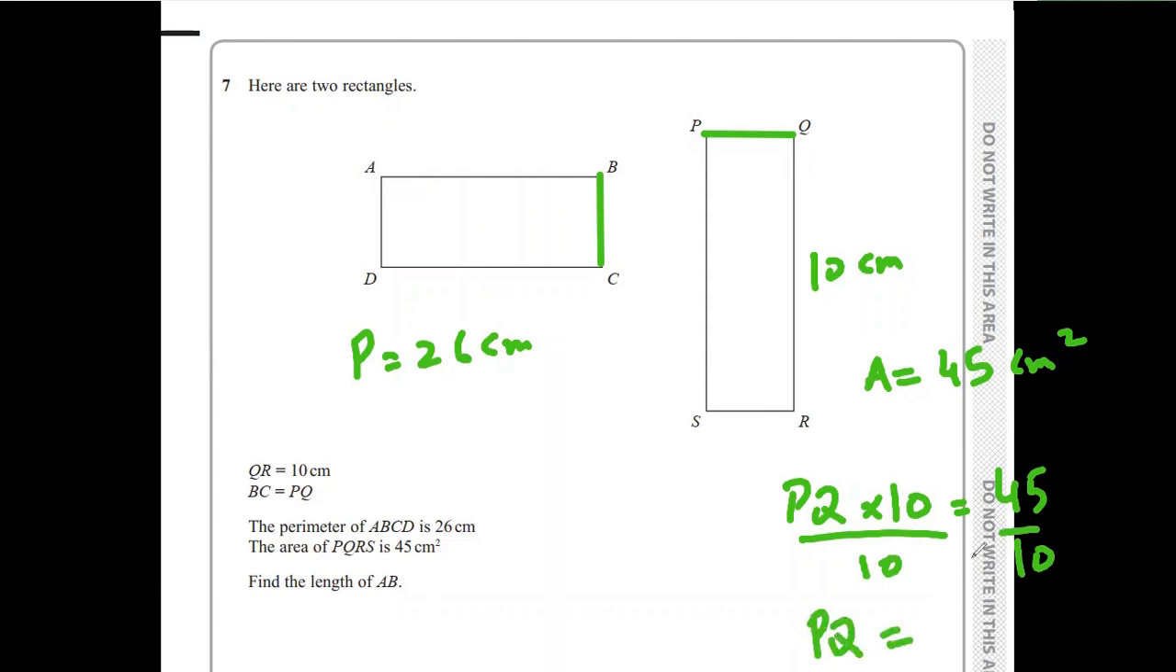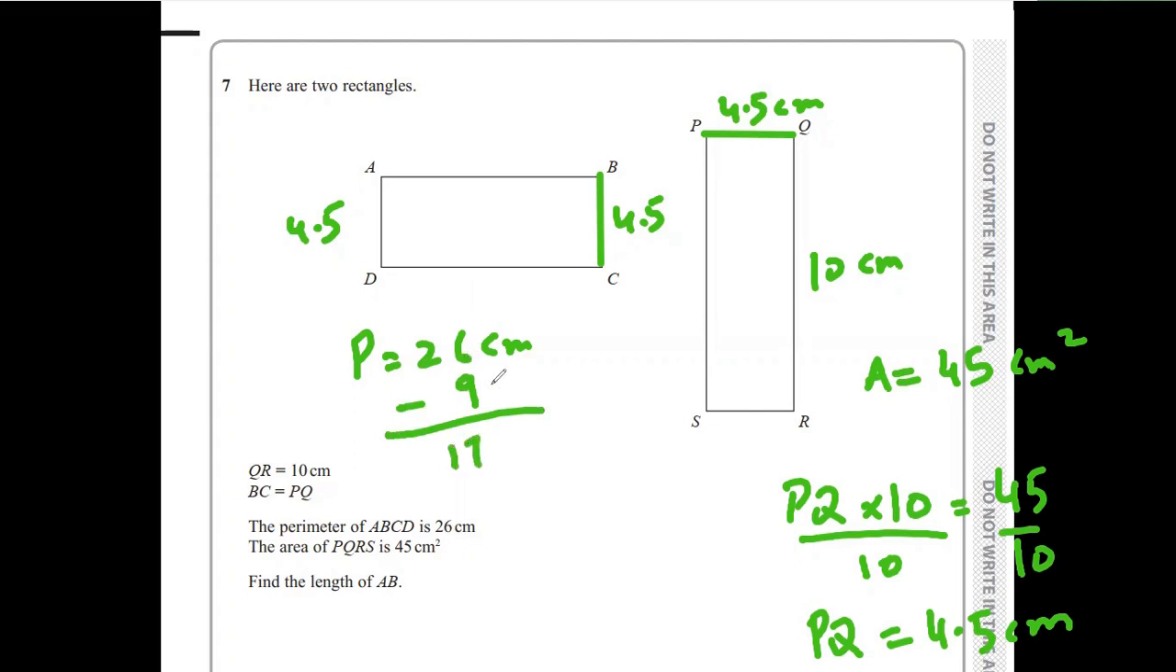PQ will be equal to 45 divided by 10, which is 4.5 centimeters. So we know that this is 4.5 centimeters, which means that this one is 4.5 centimeters, and this side here is also 4.5. 4.5 plus 4.5 will give me 9. So what we need to do is take 9 away from 26. That will give me 17.